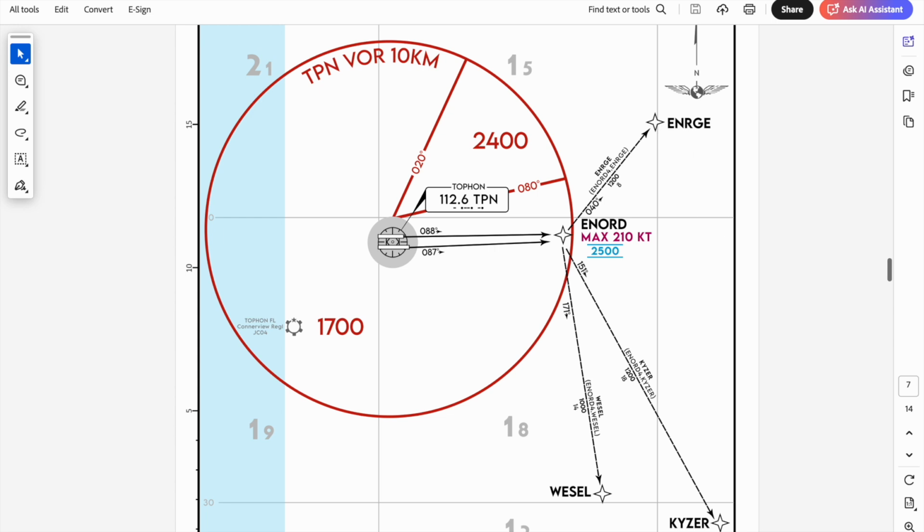Then we're going to fly to our transition waypoint. The transition waypoint is where you leave the SID and continue on to the rest of your flight plan, the rest of your waypoints or airways or whatever you have filed. So for the sake of argument here, let's say we have Wessel. I would fly a track from ENORD of 171 degrees to Wessel. You can see here we have ENORD-4 dot Wessel, and that indicates we're flying the ENORD-4 departure Wessel transition.